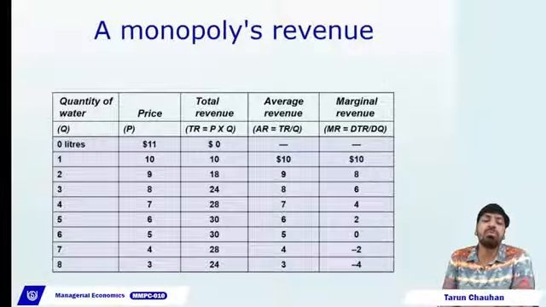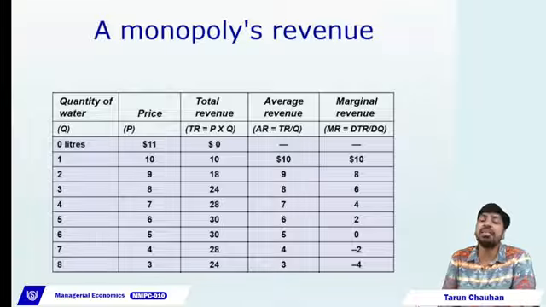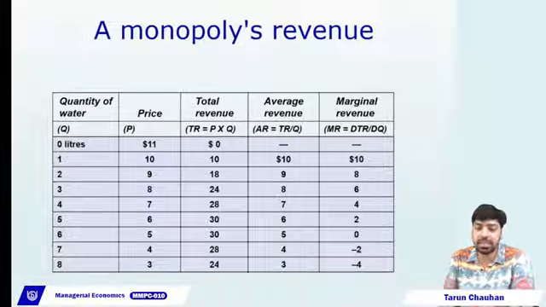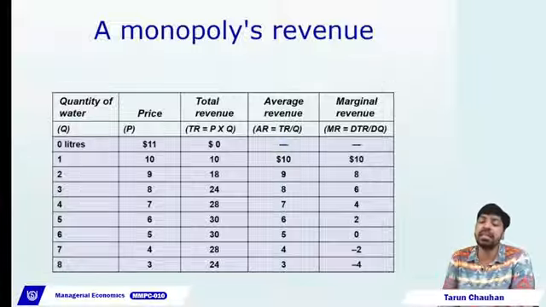But when we talk about the total revenue, it begins from the origin and keeps on increasing at an increasing rate, reaches a maximum level, and then starts falling at a decreasing rate. As you can see, 0, 10, 18, 24, 28, it increases initially at an increasing rate and becomes a maximum or constant, that is 30, and then declines. That's called total revenue.